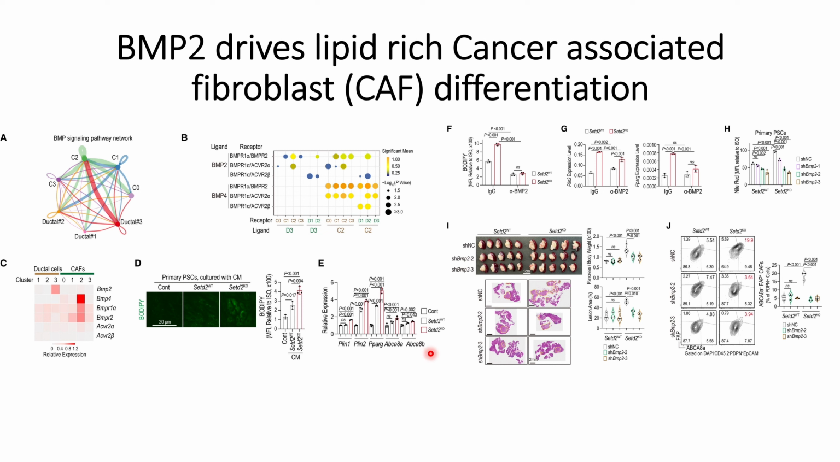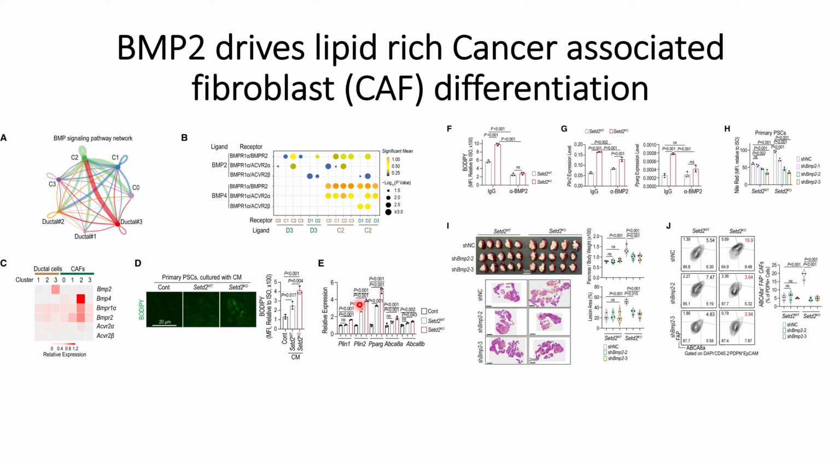indicating that the SETD2 knockdown pancreatic cancer cells release this BMP2, or other genes also, that will cause paracrine interactions with the cancer-associated fibroblast, and that might result in this BMP2 upregulation. And thereafter, these might cause this lipid-rich cancer-associated fibroblast formation.